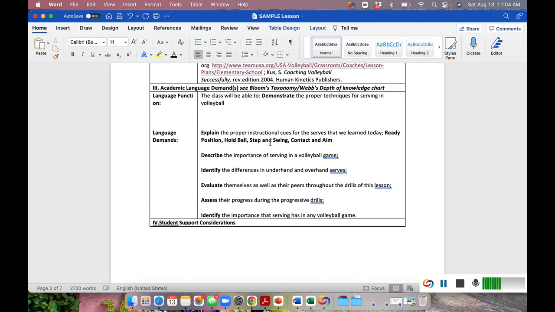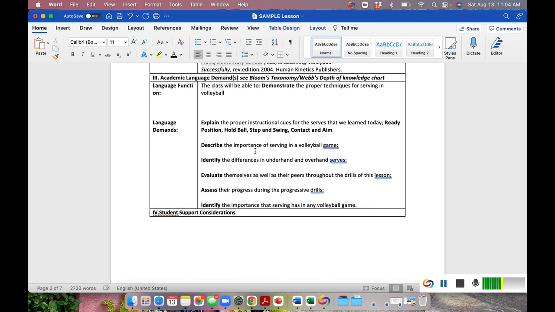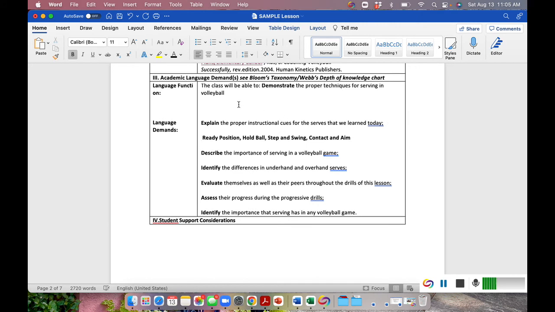Okay, we're moving on to the language function. We're almost there. Frequently, you're going to be demonstrating, right? So here this person talked about demonstrating the proper techniques for serving in volleyball, okay? That will frequently be your main language function, is demonstrating. When we talk about language demands, think about those action verbs. So the teacher is explaining the instructional cues, okay? And here, I'll actually put those on a separate line for you.